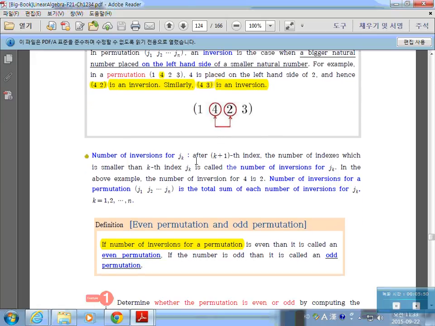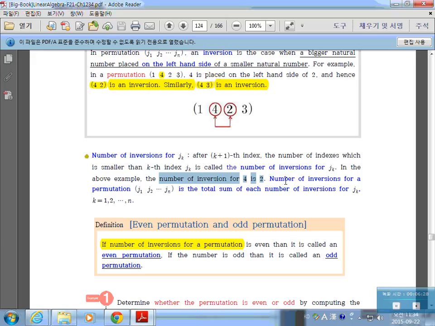Number of inversions for jk. For one number here, we can count the number of inversions in this way. After the (k+1)-th index, the number of indices whose values are smaller than jk is called the number of inversions for jk. So in this case, the number of inversions for 4 is 2, because there were two inversions for 4. In the above example, the inversion number of 4 was 2.